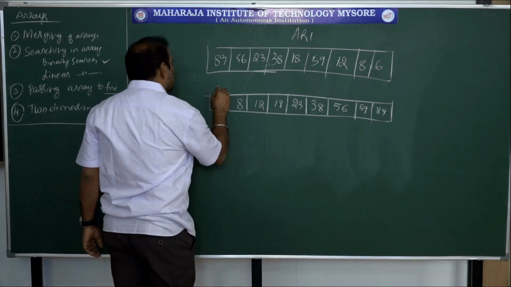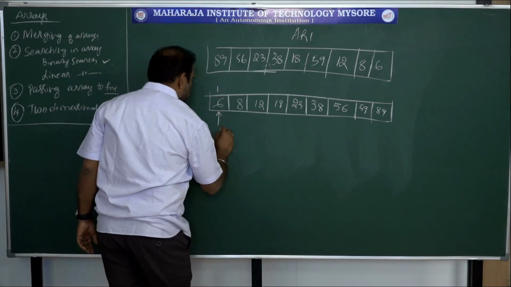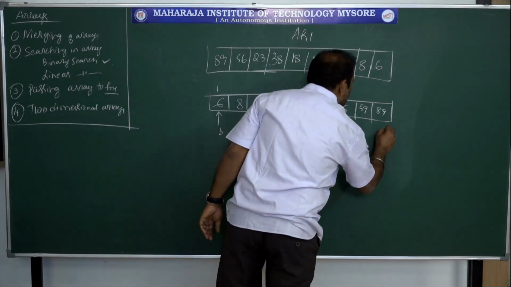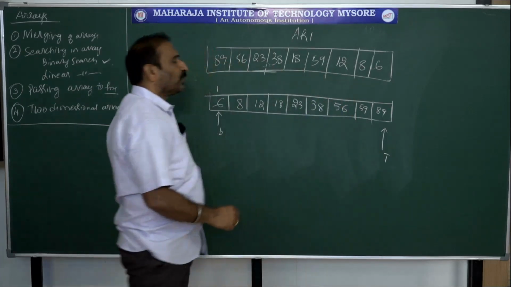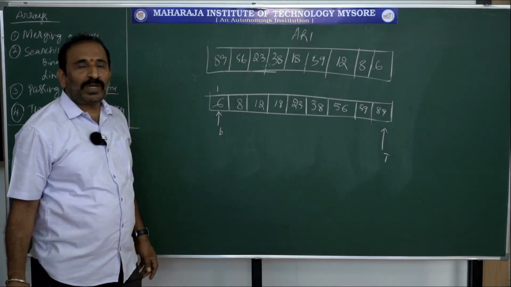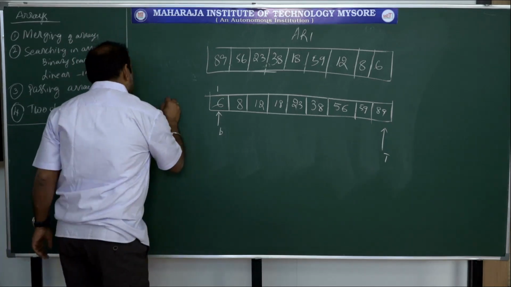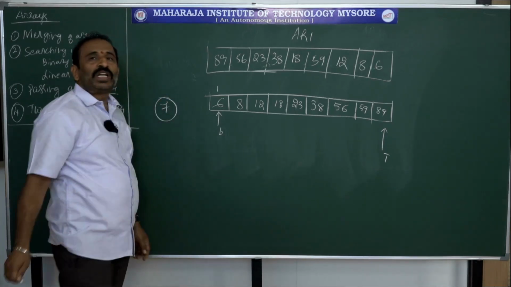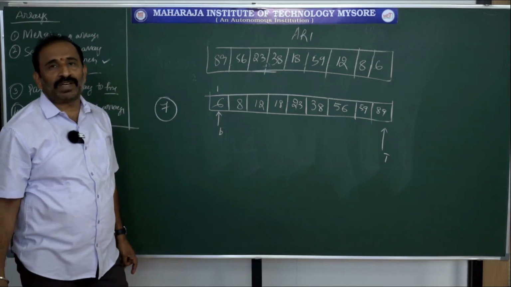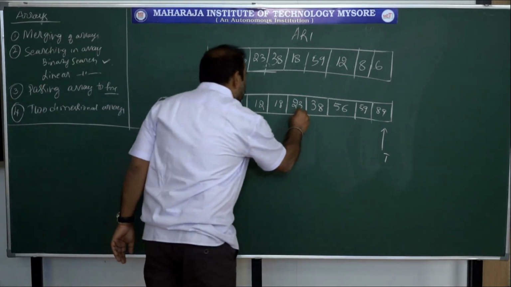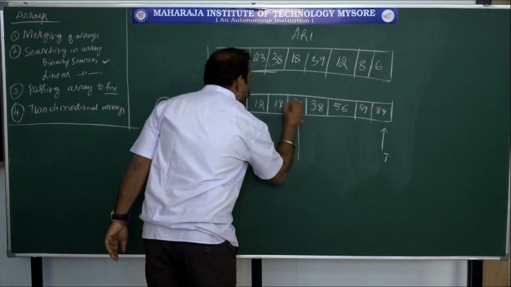Right? You call this as bottom. You call this as top. Now, I would like to search for an element called 7. So what I do is I just go to the middle. First thing is I go to the middle.